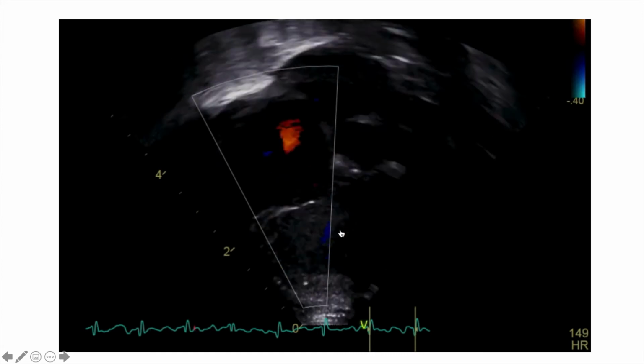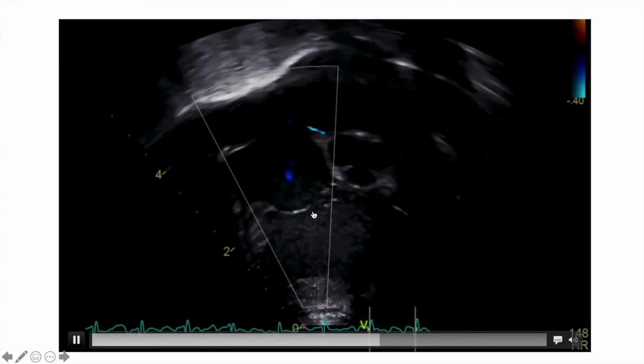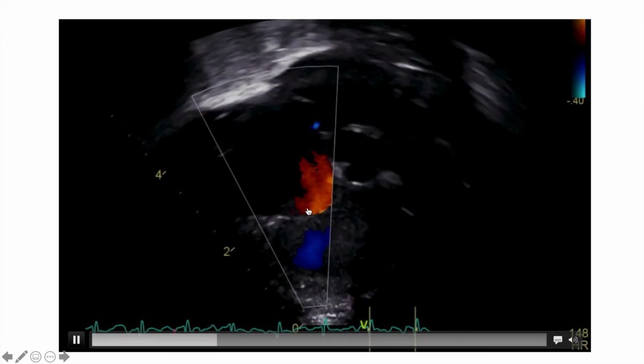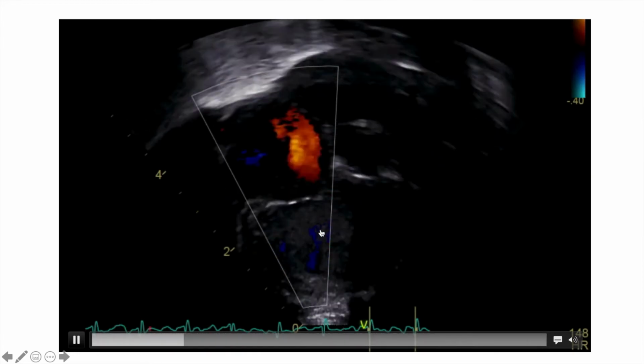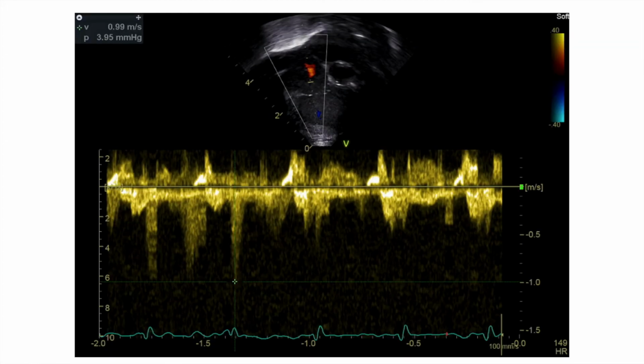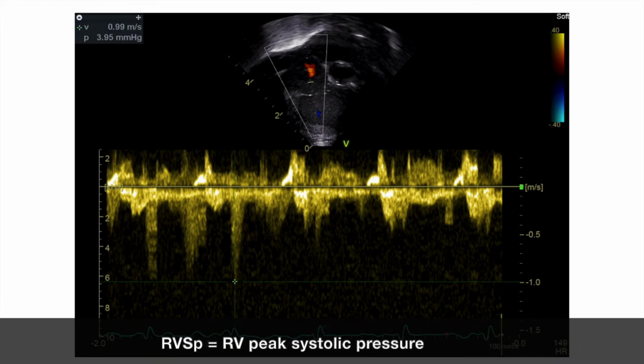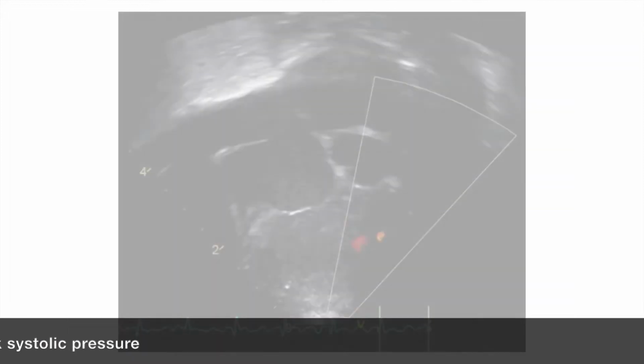And of course when we put the color at the tricuspid valve, we can see the TR jet, which is the blue flicker here. This is the blood coming back from the RV into the RA. And of course we Doppler it. We can calculate the peak velocity of the TR jet, and that helps us calculate the RVSP, which is the right ventricular systolic pressure.